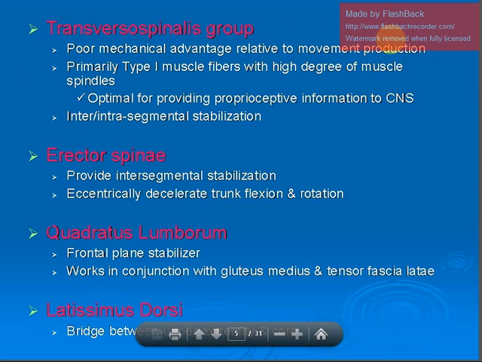So the transversospinalis group has a poor mechanical advantage relative to movement production. Primarily type 1 muscle fibers with a high degree of muscle spindles are optimal for providing proprioceptive information to the central nervous system. The erector spinae provides intersegmental stabilization and eccentrically decelerates trunk flexion and rotation. Quadratus lumborum is a frontal plane stabilizer, working in conjunction with gluteus medius and TFL. And the latissimus dorsi bridges between the upper extremities and the core.